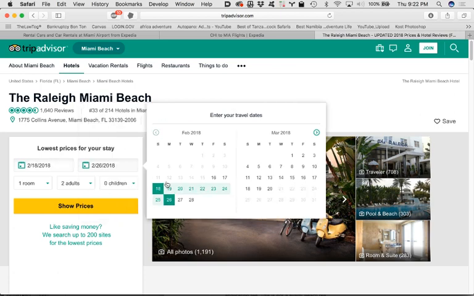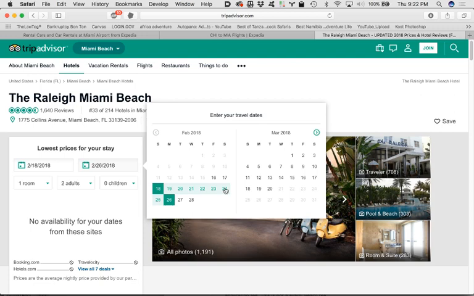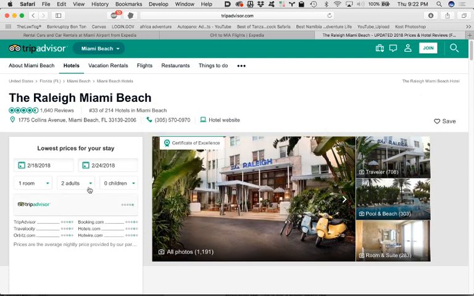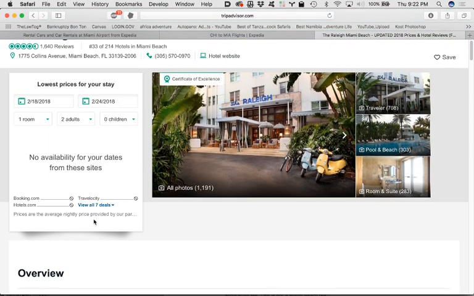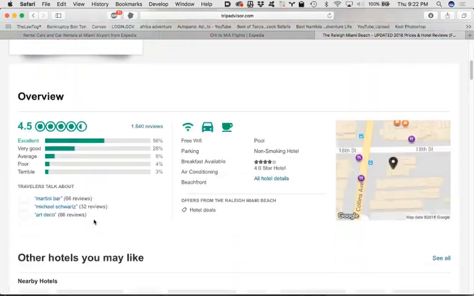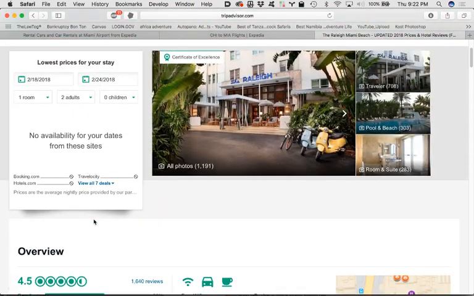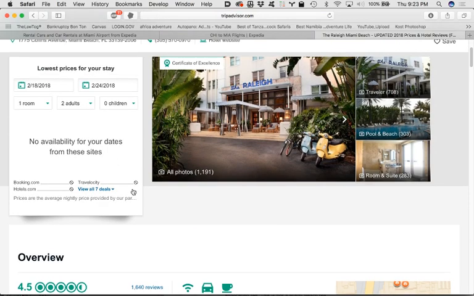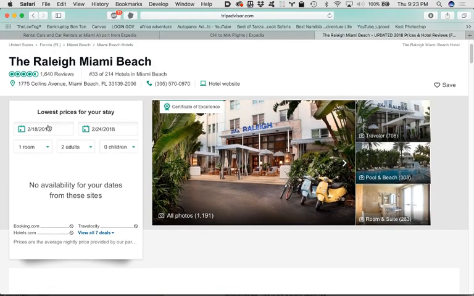So I said we're going to go from the 18th to the 24th. That's what I said we're going to do. And we'll just do it for one person here. I don't share rooms. But again, it's only going to be one room. They don't change anything if you change that part. So there's no availability for my dates.